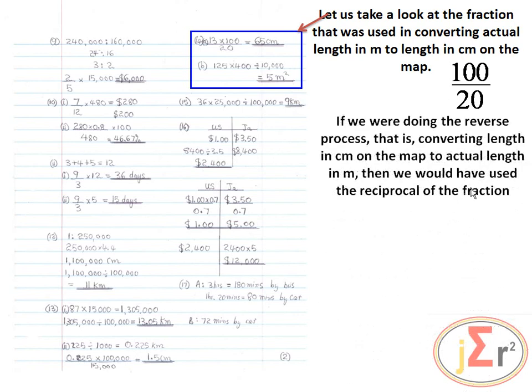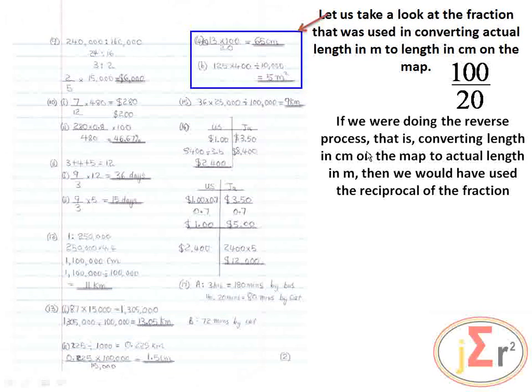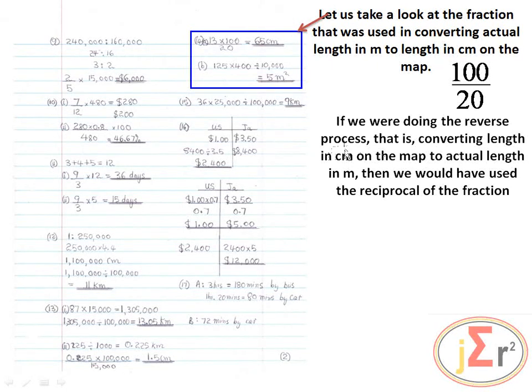If we were doing the reverse process, that is, converting length in centimeter on the map to actual length in meter, then we would have used the reciprocal of the fraction. So if we were doing the exact reverse, it is somewhat related to the reverse, as we will see in a few seconds. But what we are saying here is that if we were just converting length on the map to length in actuality, all we would do is just find the reciprocal of that fraction.